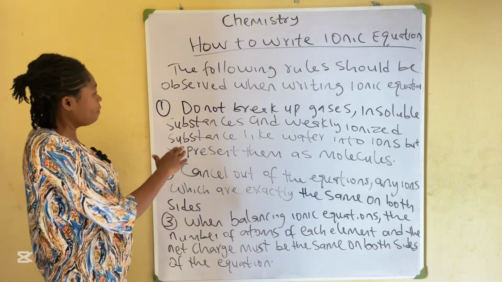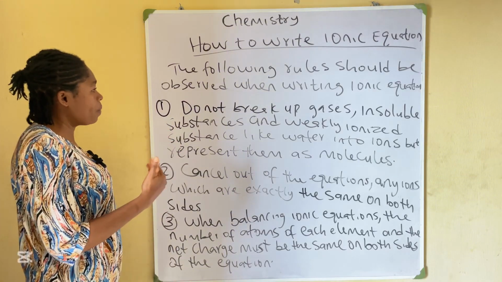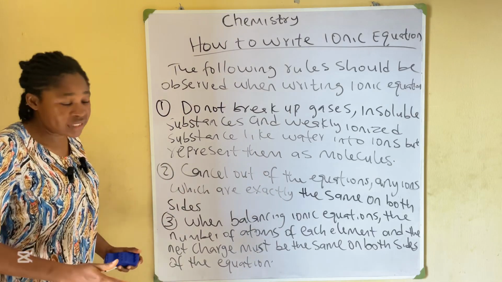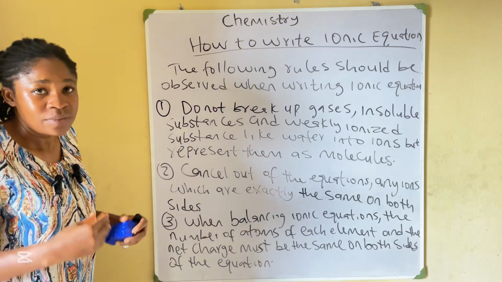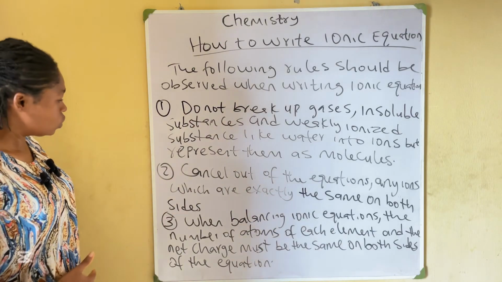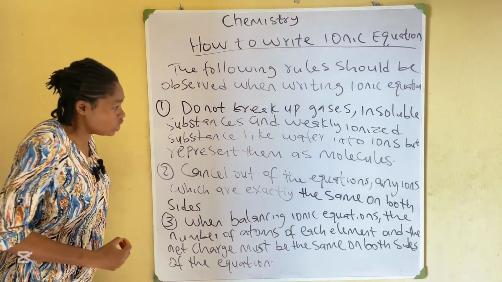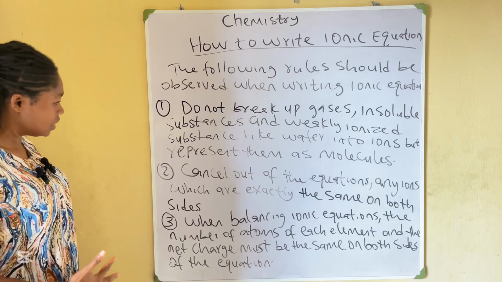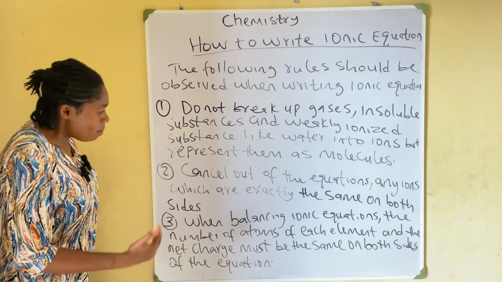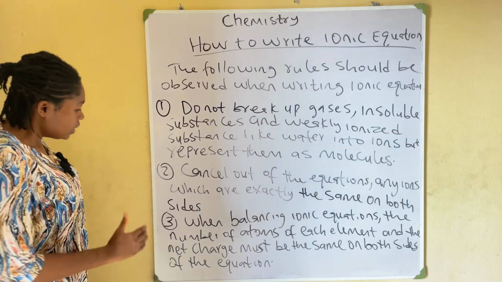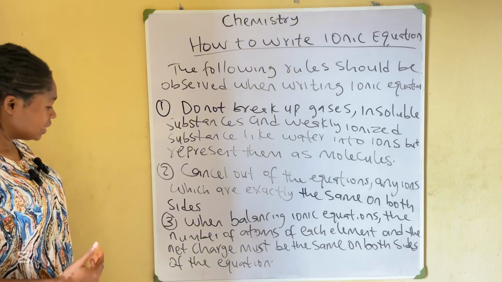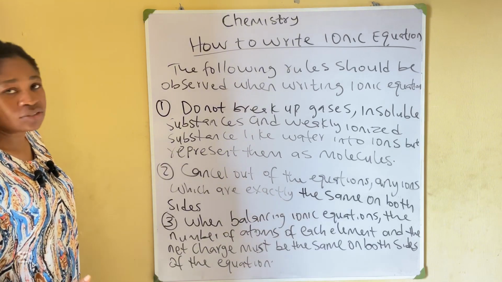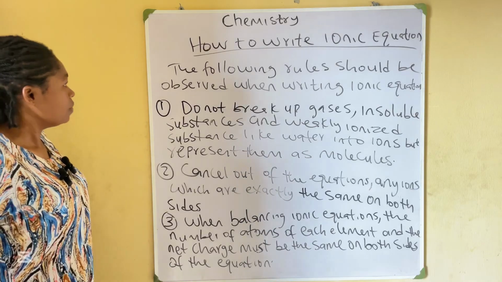Rule number 1: do not break up gases, insoluble substances, and weakly ionized substances like water into ions, but rather represent them as molecules. 2. Cancel out of the equation any ions which are exactly the same on both sides. Number 3. When balancing ionic equations, the number of atoms of each element and the net charge must be the same on both sides of the equation.